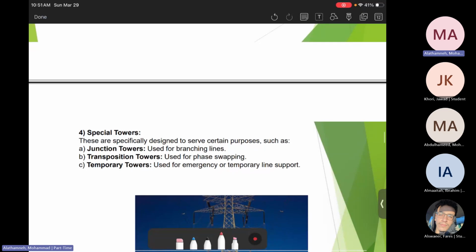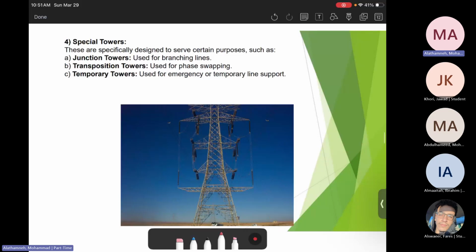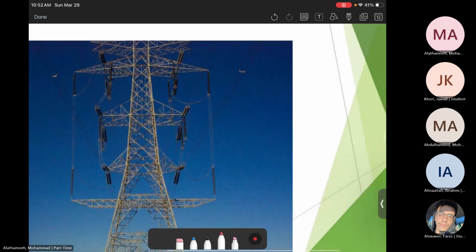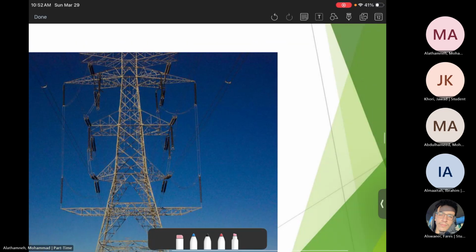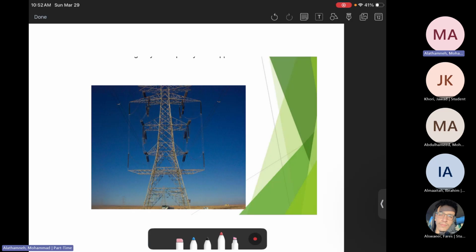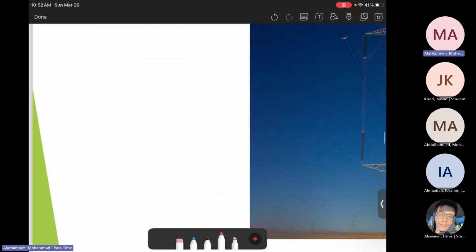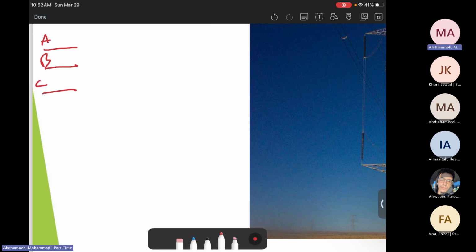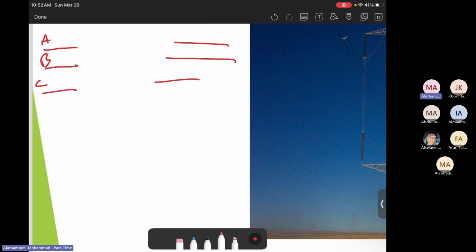Now, there's another type of tower, which is called special towers. Special towers include junction towers, transposition towers, and temporary towers. So transposition towers are like this. This is a transposition, shifting the phases. What do I mean by transposition? Let's recall power system class. Phase A, phase B, phase C. Now we swap the phases. So this is B, C, and here is A.